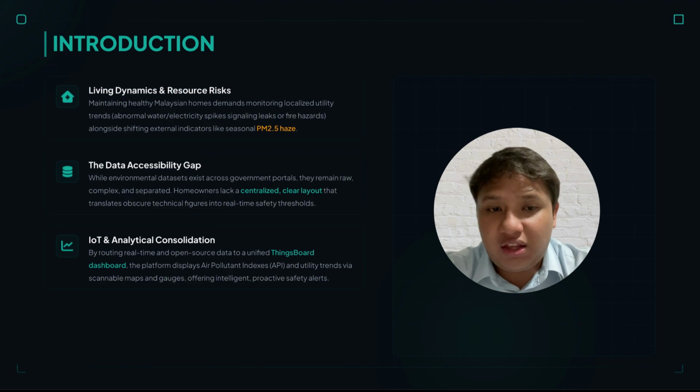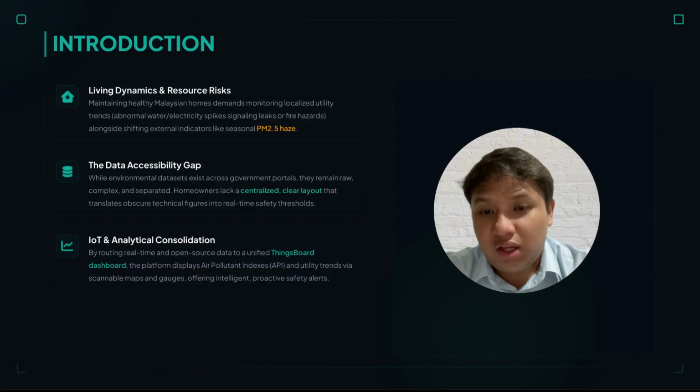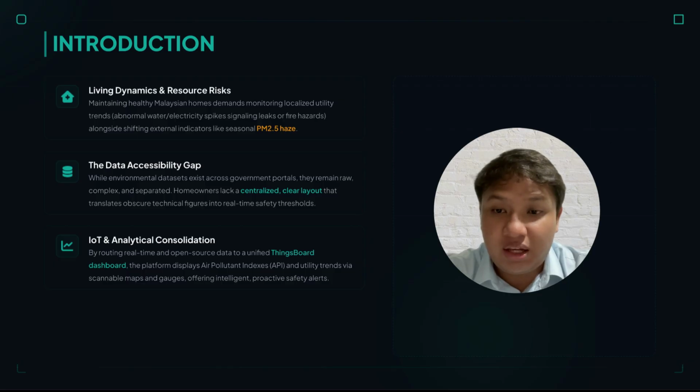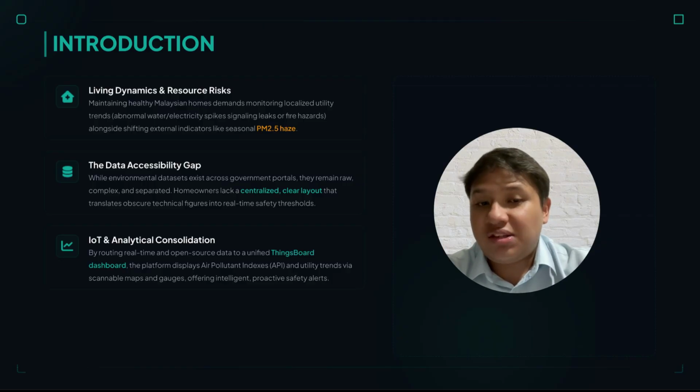Because these safety indicators change dramatically by state and throughout the day, homeowners need a centralized view of their regional statistics. However, most public information is currently hidden in separated raw data sets across different government portals, leaving regular citizens unsure how to protect their families or whether to minimize heavy appliance usage.